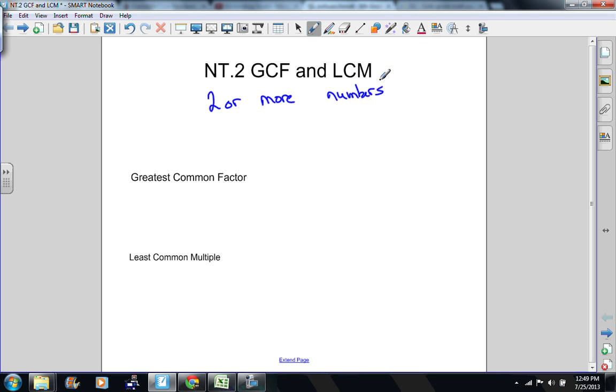And when you're looking at them, you're going to look at the first word of each. So greatest common factor, that means we want something big. Least common multiple, that means we want something small. So the greatest common factor is the largest factor two numbers share.